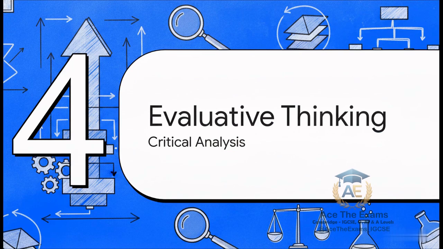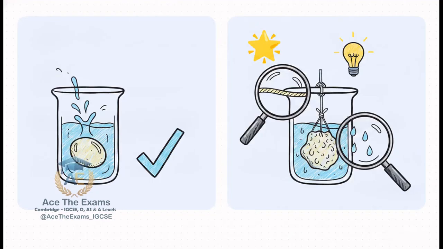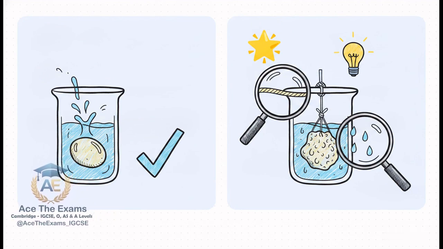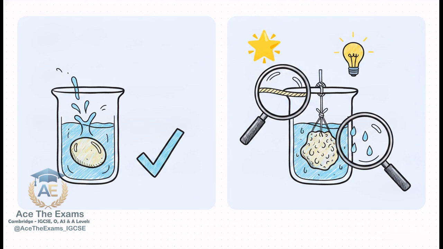To permanently avoid those traps, we need to level up. Section 4, Mastering Evaluative Thinking. This comparison right here is the ultimate cheat code. It shows that to reach the highest possible grades, you must actively question assumptions and identify limitations.